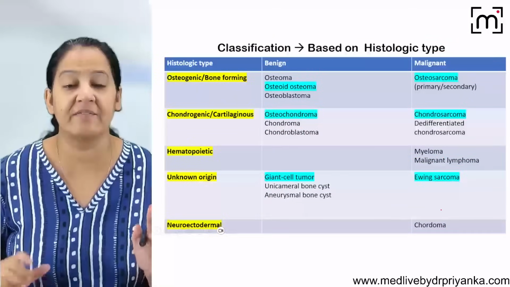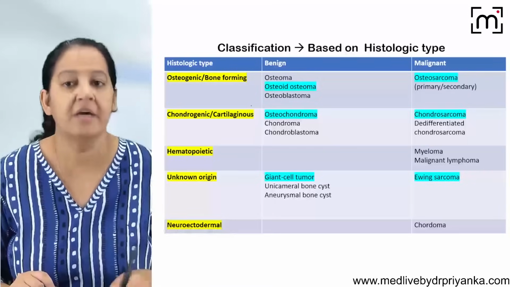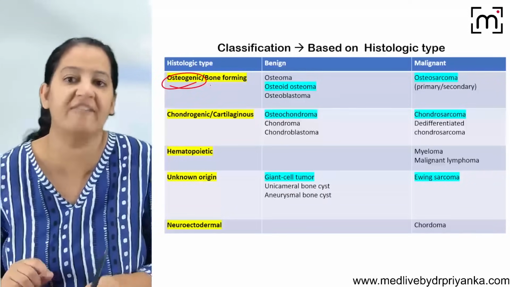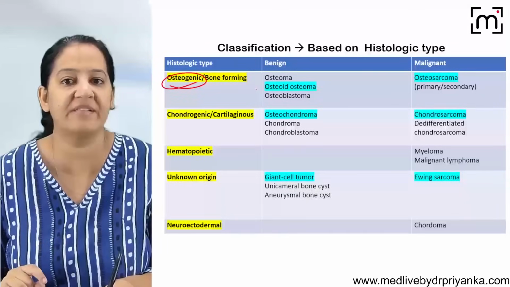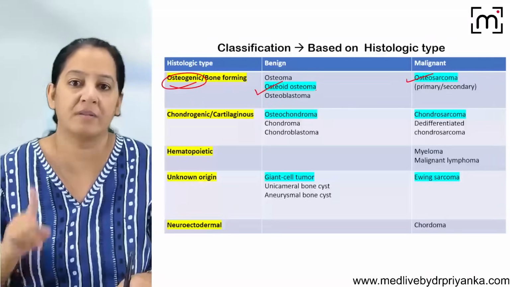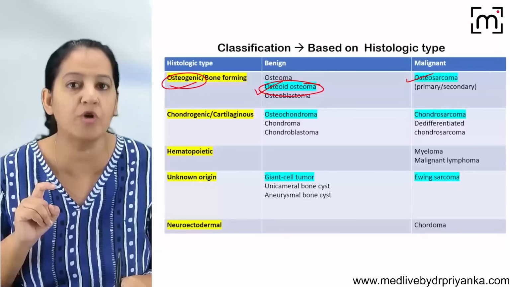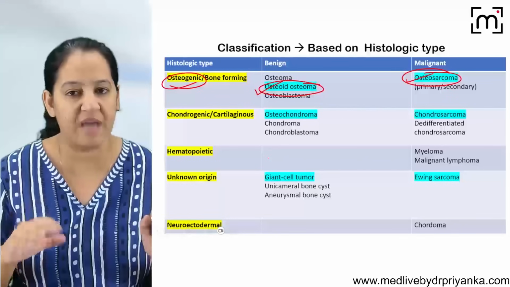So among these, we will see details of the 6 ultra important tumors in each category. Among the osteogenic tumors, I will be telling you 2 tumors in detail, one benign, one malignant. Among the benign, we will see osteoid osteoma, and among the malignant we will see osteosarcoma. This is the most common benign bone tumor. This is the most common malignant bone tumor. We will be studying both of them in detail.